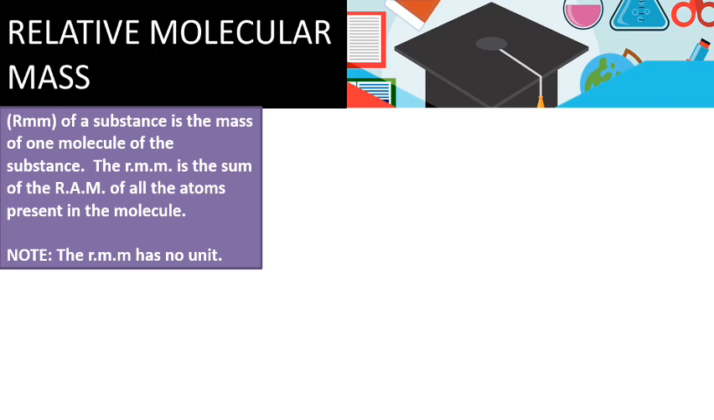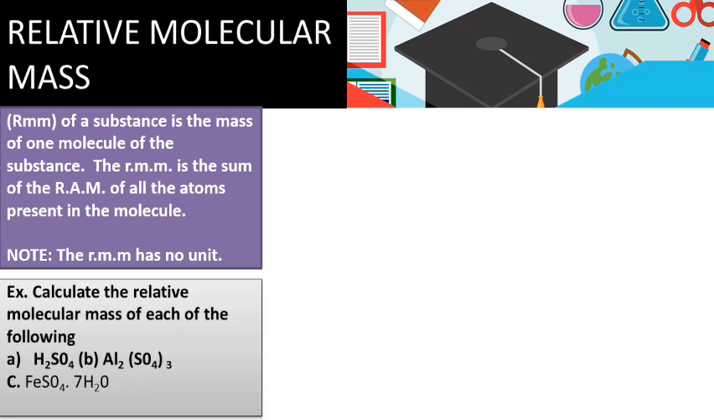Okay, so now let's take this instance. Calculate the relative molecular mass of each of the following: A. H2SO4, B. Aluminium sulfate, then C. Iron sulfate heptahydrate.